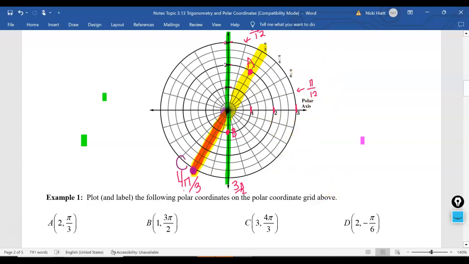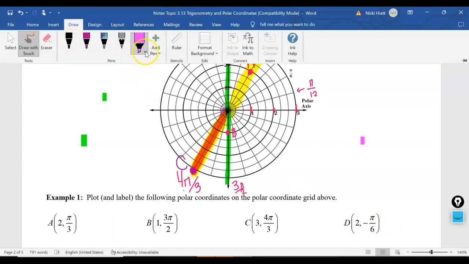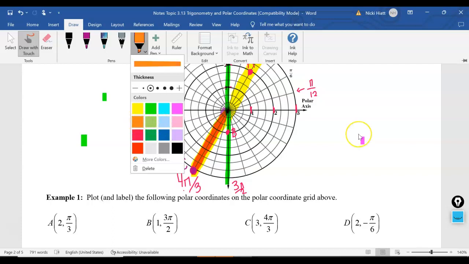And then we've got negative pi over 6 on our unit circle. That negative pi over 6 is right here.